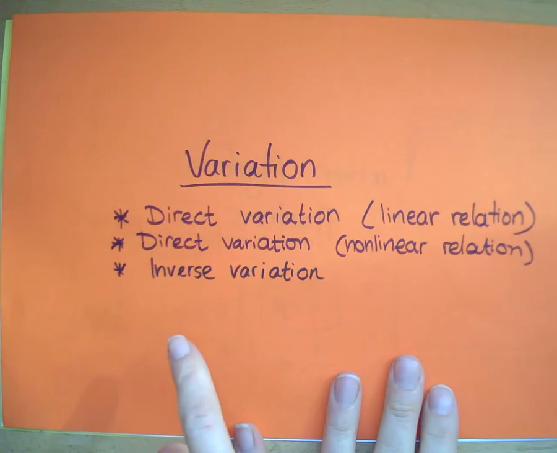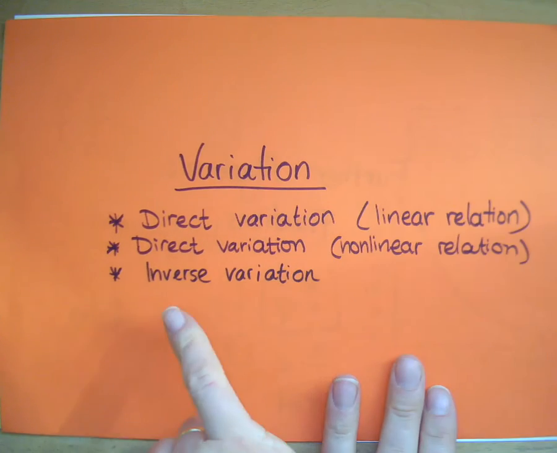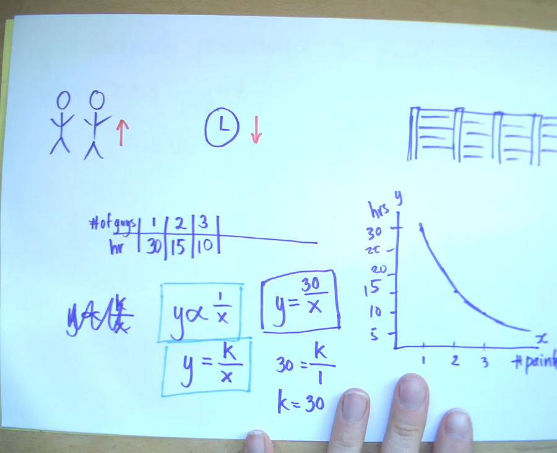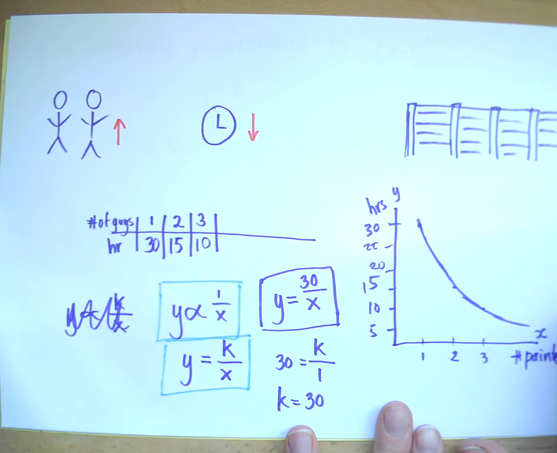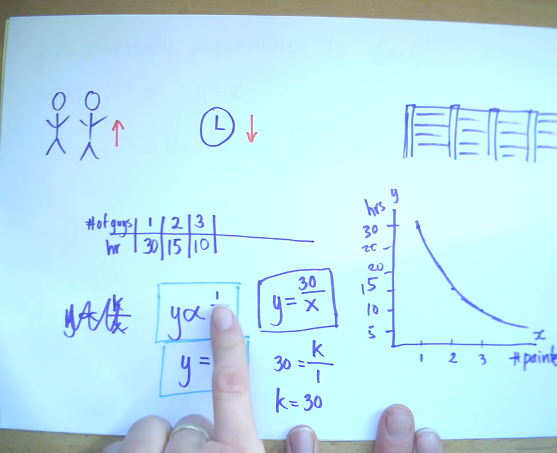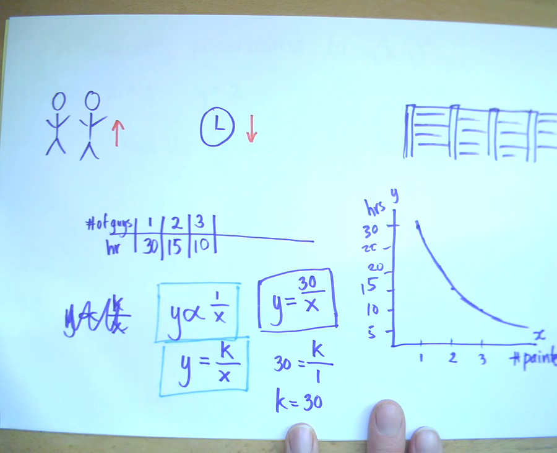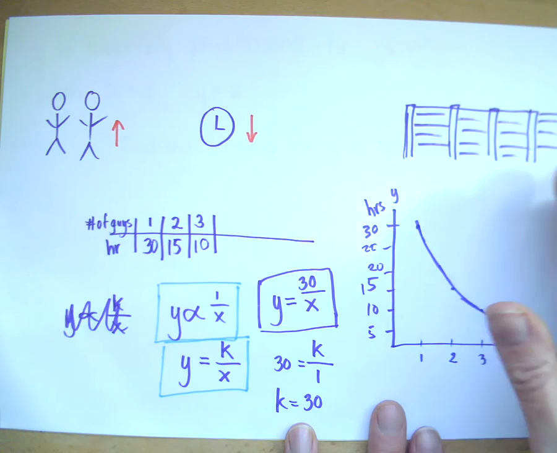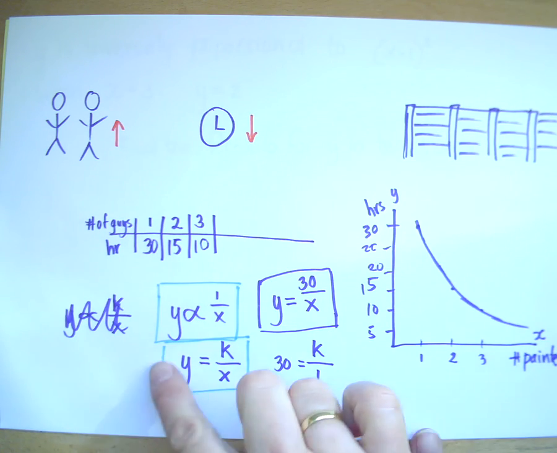We are going to look at a few more examples of inverse variation. Before, we looked at a very simple inverse variation where y is inversely proportional to x. We looked at the example of the painters. The more painters there are, the less time it's going to take them to paint a fence. We looked at this formula.